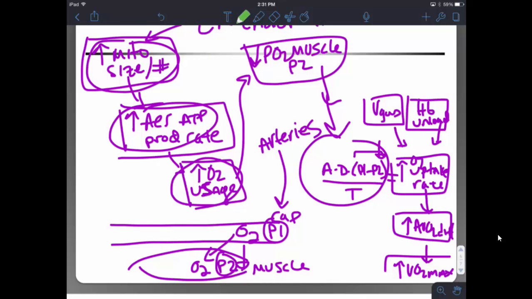Alright, so to summarize, more mitochondrial size and number means that we can make more aerobic ATP, which means that we're going to use more oxygen, which means that the oxygen level in the muscle is going to drop more during exercise.